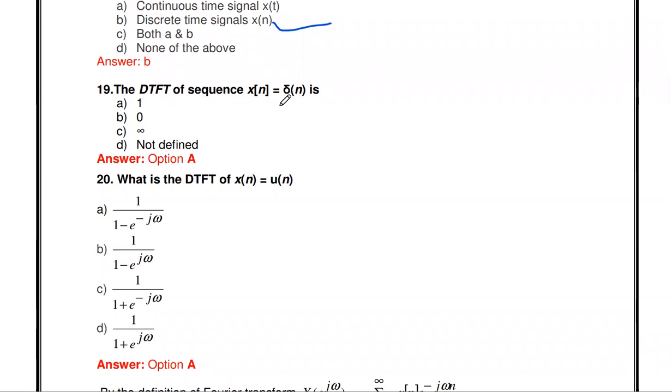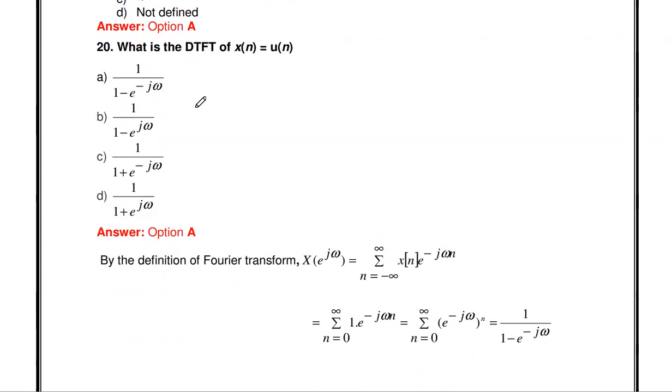Then the DTFT of the sequence x of n equal to delta of n. For the unit sample sequence, the DTFT answer is 1. We already solved these problems in a separate video. So you just remember the standard answers for any transform. If you are taking either Z transform, DTFT, Laplace or Fourier for a unit impulse signal, the answer is 1. So you have to remember it.